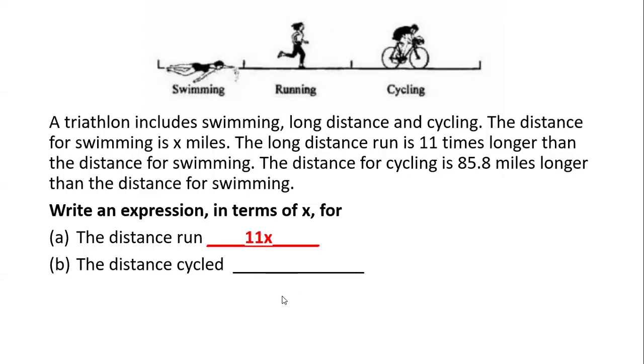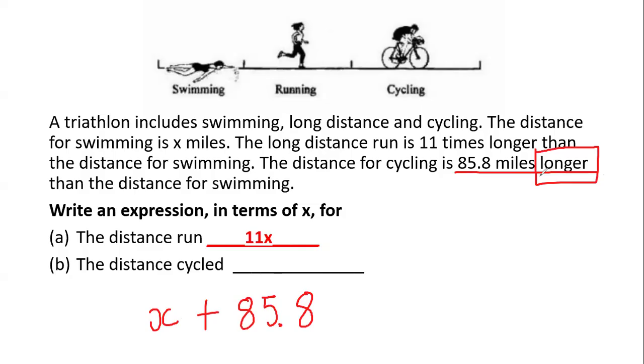So they're correct. So let's write that down. It's going to be x plus 85.8. Now, why are we saying x plus 85.8? Well, the question said that the distance for cycling is 85.8 miles longer. What's the key word? Longer. So since it says 85.8 miles longer, that means we have to add it. So the distance cycled is going to be x plus 85.8, and that is our answer.